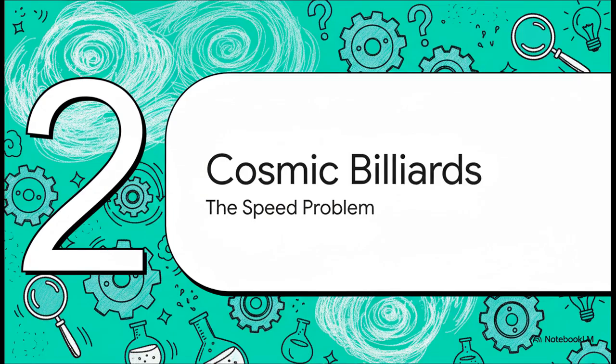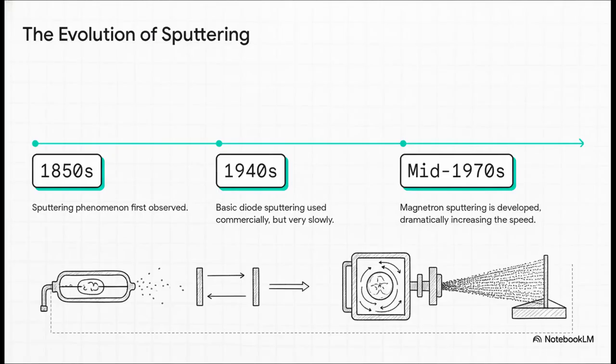But there was a problem. A big one. This basic version of the process, which is called diode sputtering, it worked, sure, but it was just painfully slow. I mean, way too slow to be economical for most commercial uses. So for a long, long time, it was mostly just a scientific curiosity. And this timeline really shows you just how long it took for this to catch on. The basic effect? It was first observed way back in the 1850s, but it wasn't really used much until the 1940s, and even then it was a pretty niche process.